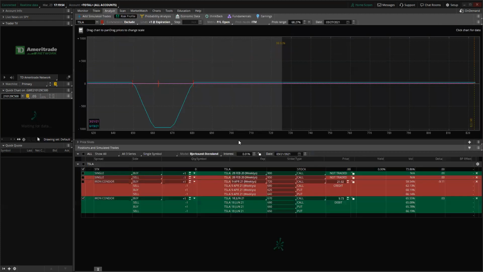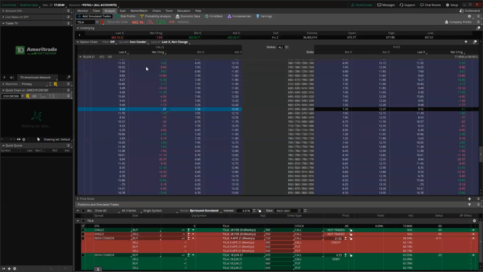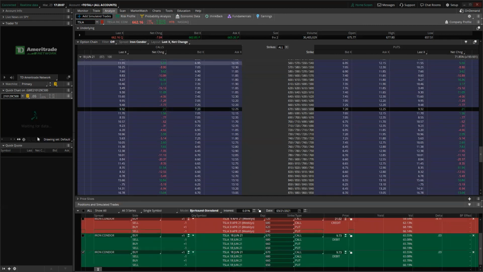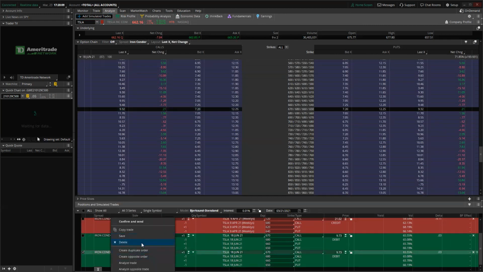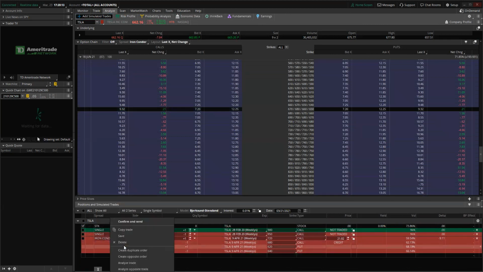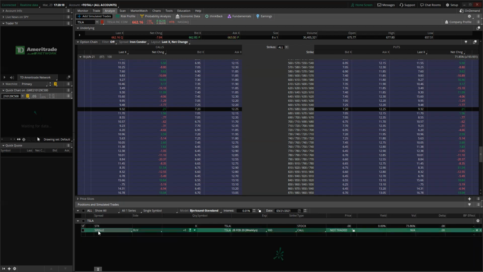The risk profile does look a little odd, but let me get it real quick. Oh shit, I'm still with iron condors. So I'm trying to burn through this so we don't hit the time allotment.